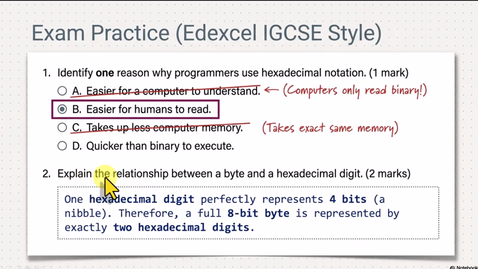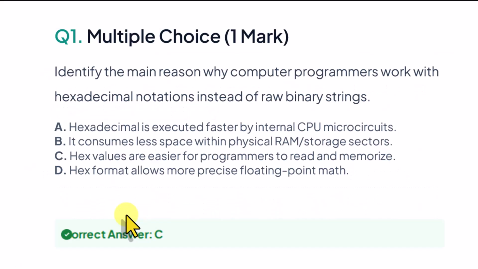The next one: explain the relationship between a byte and a hexadecimal digit. It has 2 marks. One hexadecimal digit perfectly represents 4 bits, so that is 1 mark. Therefore, a full 8-bit byte is represented by exactly 2 hexadecimal digits. That is just another mark. So be careful about this in your exams.